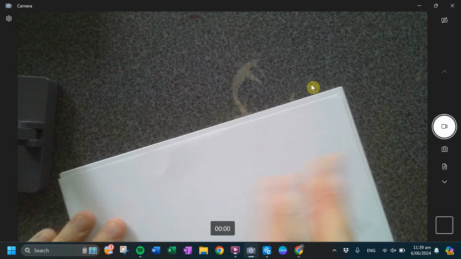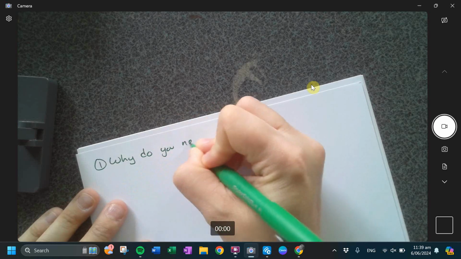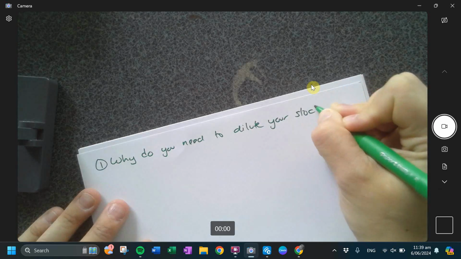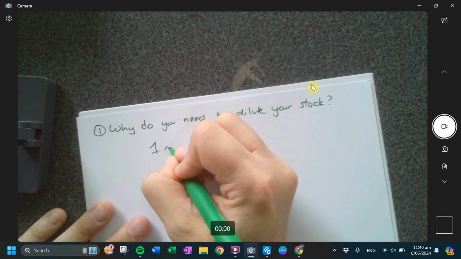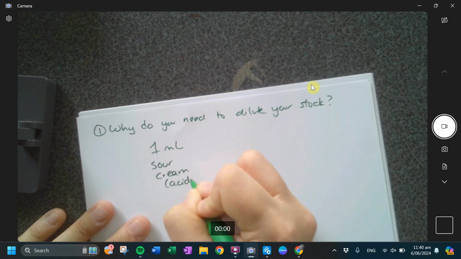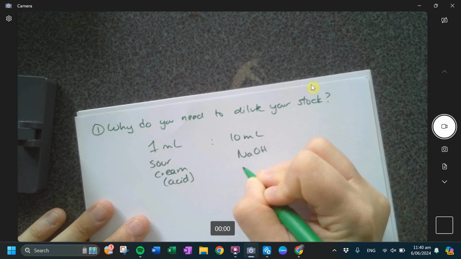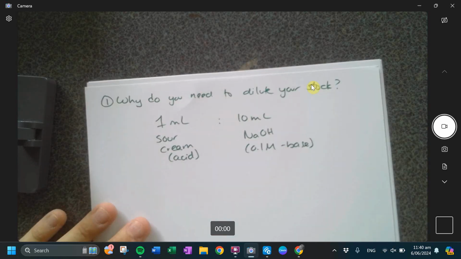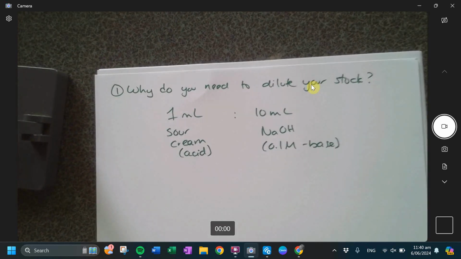So first up in your justification, you should have, why do you need to dilute your stock? So currently, my ratio is 1 milliliter of sour cream, my acid, to 10 milliliters of my sodium hydroxide, which is at 0.1 moles per liter, and that is my base. If I was to scale this up, my smallest pipette is what size? It's about 10 mils.